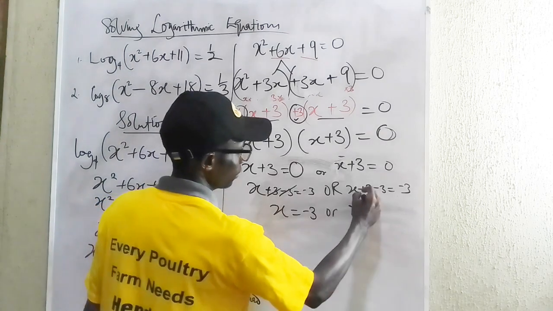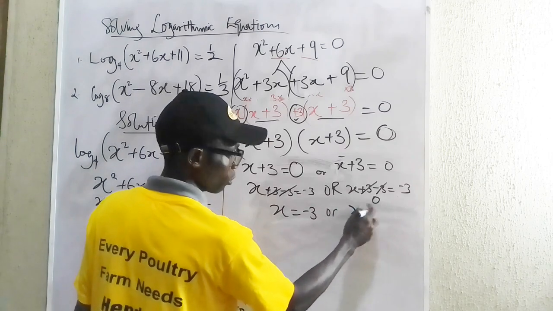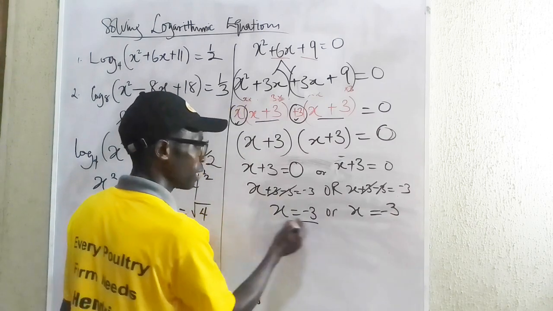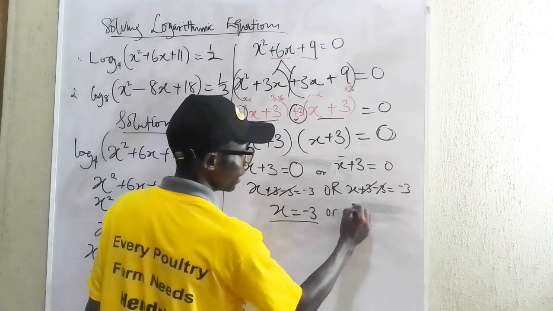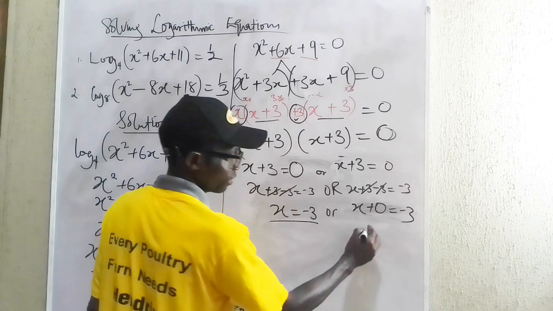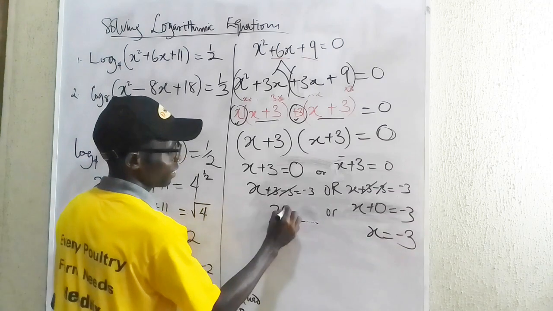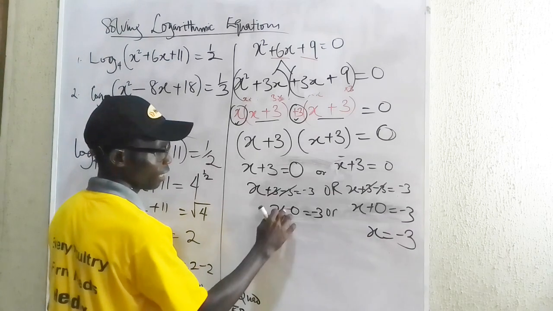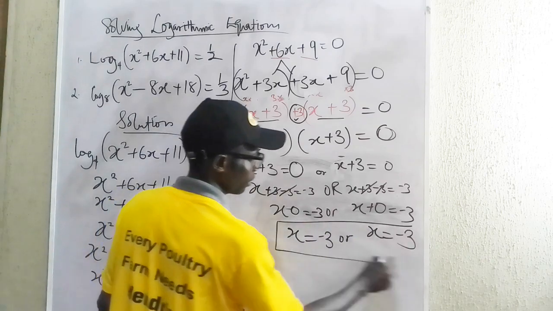Or, 3 minus 3 is 0 actually, so it's actually x plus 0, and then this is minus 3 here. So we have minus 3 here and minus 3 here. The step before this is actually x, and this one becomes 0 as opposed to minus 3. So x plus 0 is x, and x minus 3 is equal to minus 3. And then x is equal to minus 3. So this is our final answer.